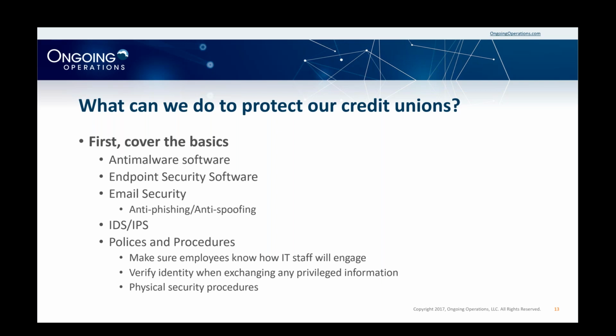And then policies and procedures are very important. We want to make sure our employees know how the IT staff will engage with them. Are they going to call up and say, hey, click on this link for me? Hopefully not, right? Our policies are that the IT staff, through their credentials, are going to do this. But we want to make sure our employees know those processes so that when things go outside the norm, they question it and they have a clear path of how to report those differences. We want to make sure that we've got procedures for verifying identity when exchanging any sort of privileged information. So if someone calls up and says, hey, can you tell me who so-and-so is? We want that person to know to call back from the company directory and make sure that was really the person they were talking to.